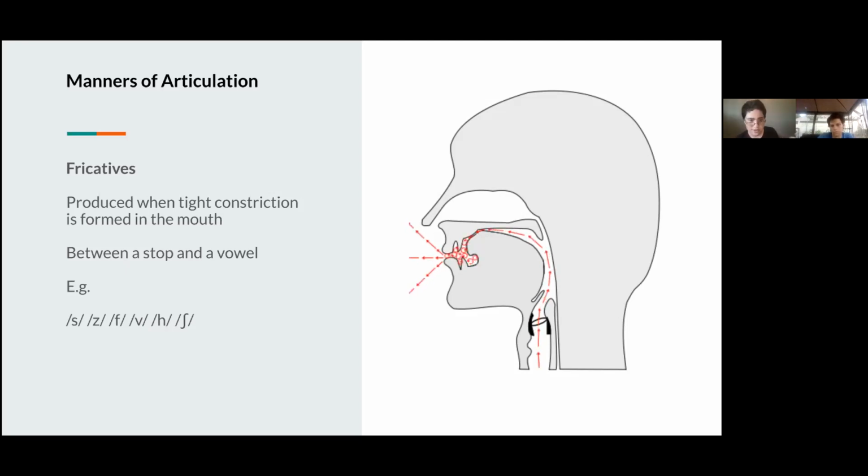This is why you can say s or f, and you can just do that as long as you want, until you run out of air. But with a stop, you can't do that. I can't say it because I stop the air. When you say the sound, you stop the air completely. It can't keep going. But with fricatives, the key thing is that the air keeps flowing, but there's a constriction somewhere in your mouth that changes the quality of the sound.